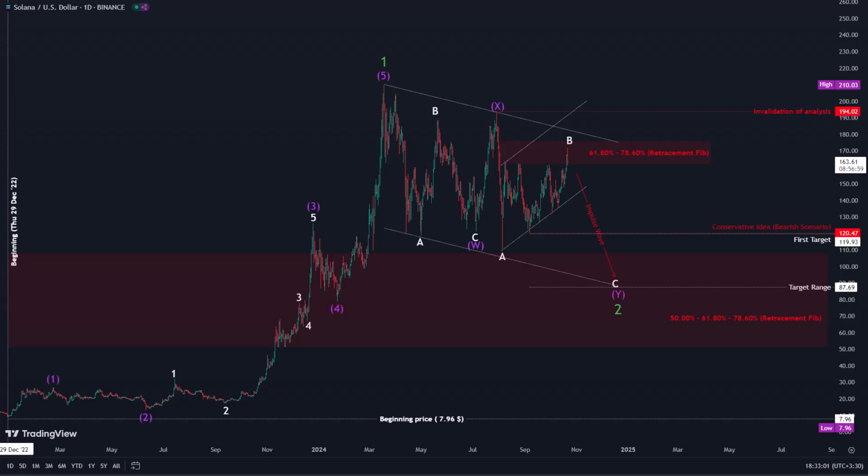I will share 2 scenarios with you. First, it could form a double zigzag with 7 swings, or extend again. This idea is based on the current data pattern.